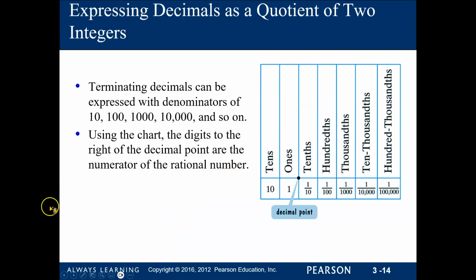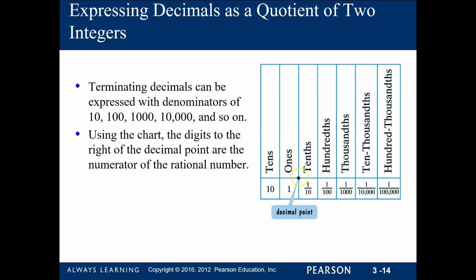All right. So earlier we converted fractions to decimals. Would it be possible to change decimals into fraction form? Well, we can do it whether we have terminating or repeating decimals. When we have terminating decimals, it's going to be a lot easier because all we need to do is use the powers of 10 as the denominator.